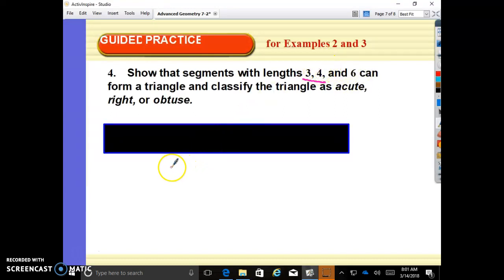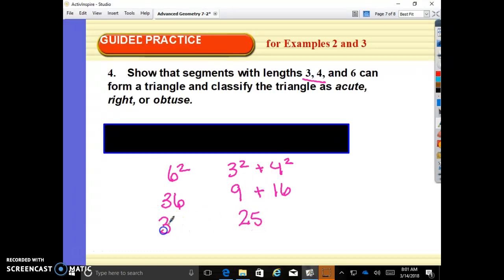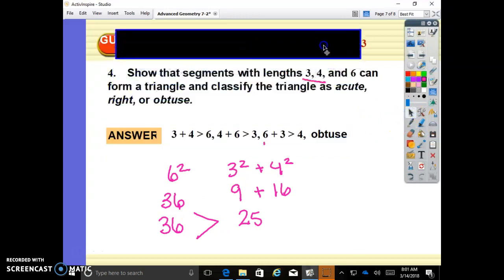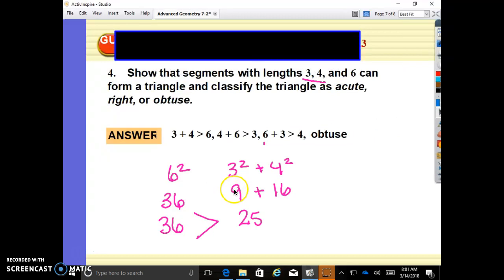Well now, what kind of triangle? 6 squared versus the sum of 3 squared and 4 squared, right? The sum of the legs versus the hypotenuse. So your hypotenuse squared, 6 squared is 36. 3 squared is 9, and our second leg, 4 squared is 16. 9 plus 16, 25. So 36 is greater than 25. If it's greater than, it is obtuse. Good job. So this is an obtuse triangle.